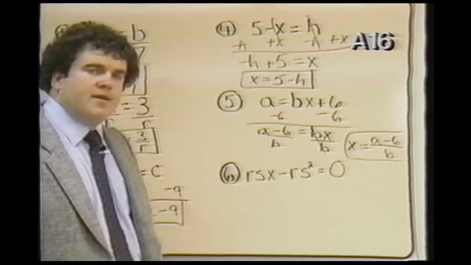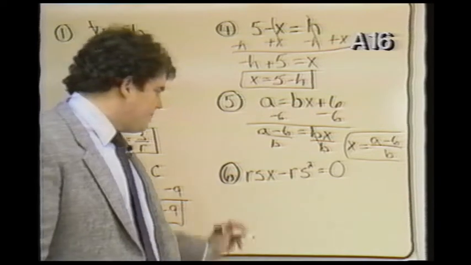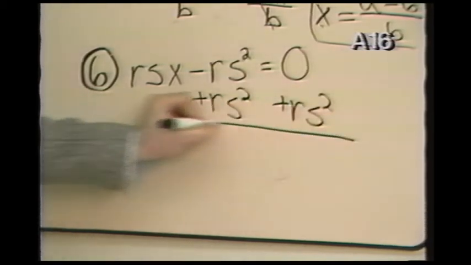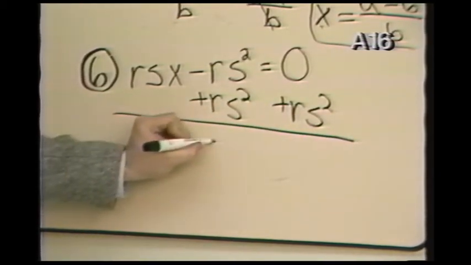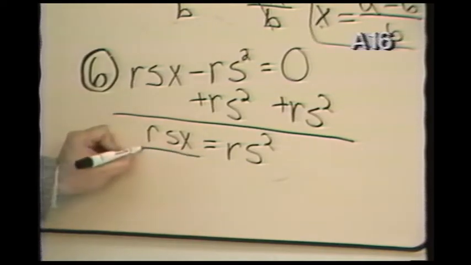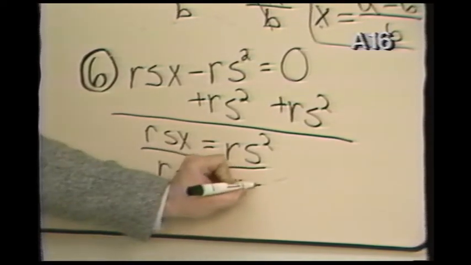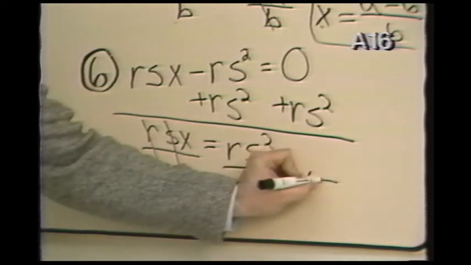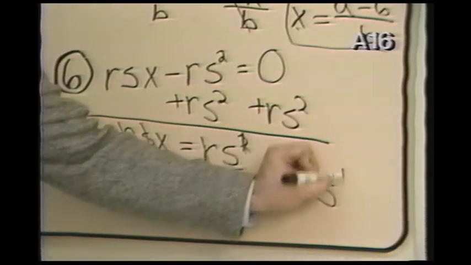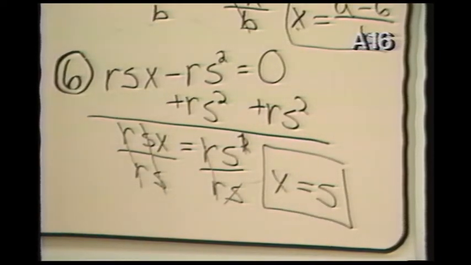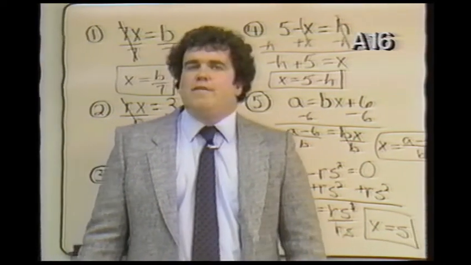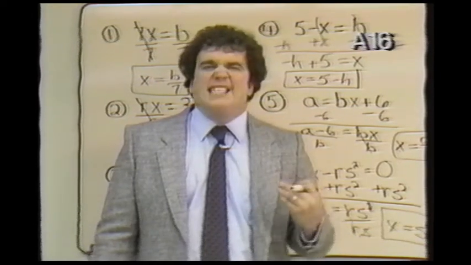Let's go to our final problem. rsx minus rs squared equals 0. Adding rs squared to each side, I will find that rsx equals rs squared. Now I must divide each side by rs, and I will find that x is equal to, let's see, the r's cancel and s goes into s squared, leaving s to the first power. What do you know? x is equal to s. That's all it equals. So now there it is. When we are solving for x, we want our answer to start with x equals.